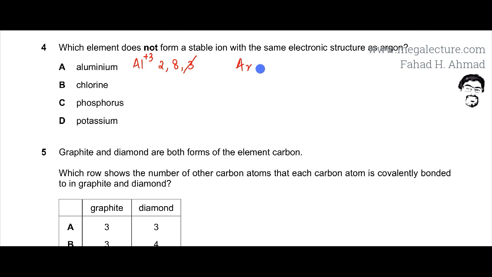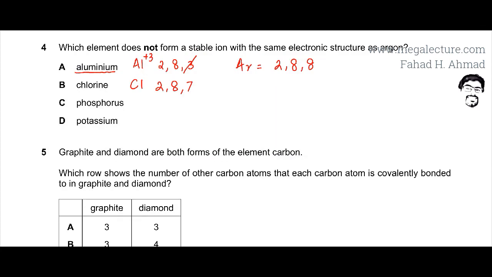Argon has 18 electrons, so argon's electronic configuration is going to be 2, 8, and then another 8 electrons in the third shell. So, as you can see, aluminium ions have 2 electrons in the first shell, 8 in the second shell, and 0 electrons in the third shell. Argon's electronic structure is 2 in the first, 8 in the second, and 8 in the third. So aluminium is forming a stable ion, but it is not forming a stable ion that has the same electronic structure as argon.